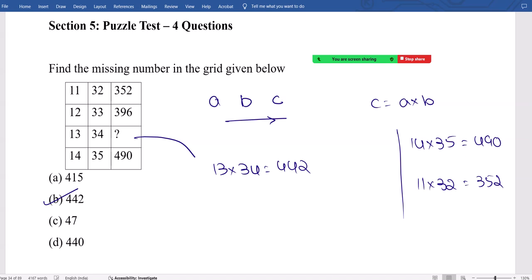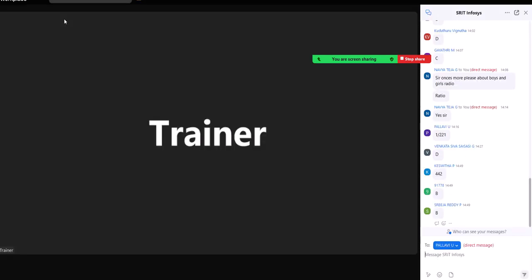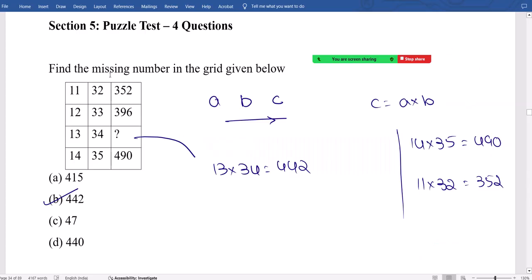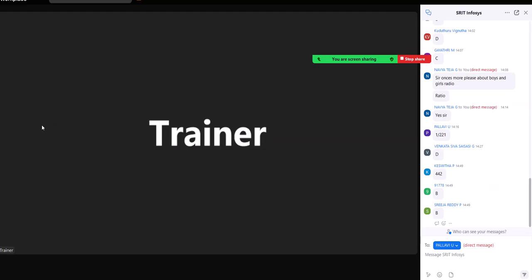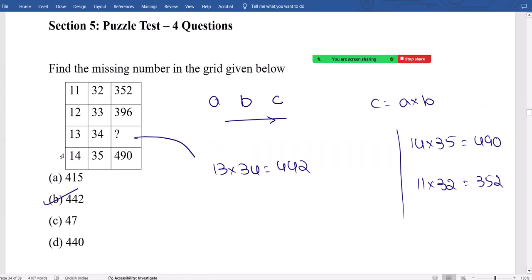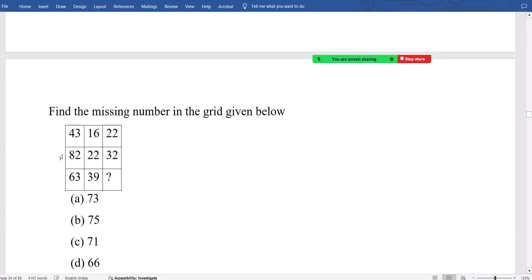So that's what you can see, right? Option B, 442. Very good, Keshwita. Sija Reddy, 91778. Good. Next question.